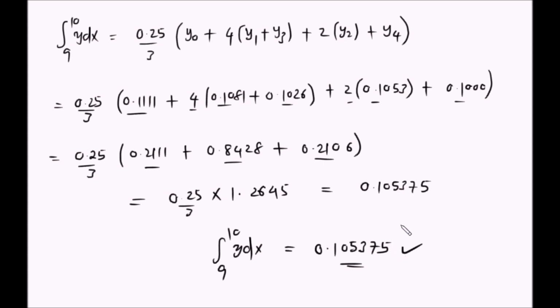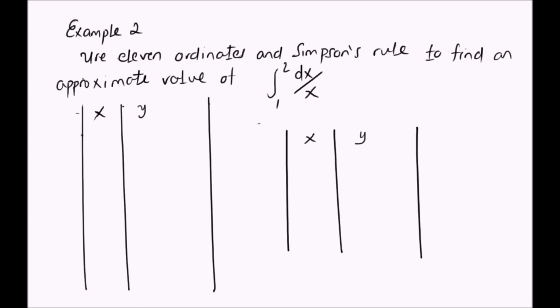Simpson's rule. Let's go now to the second example, example 2. So this is example 2. Anasema use 11 ordinates and Simpson's rule to find an approximate value ya huyu. So 11 ordinates. So I mean manake anachotaka nini? 11 ordinates.